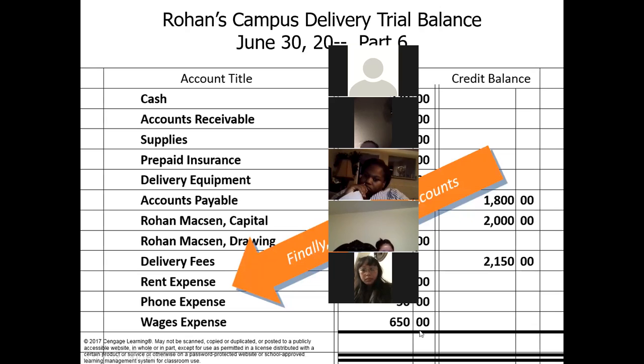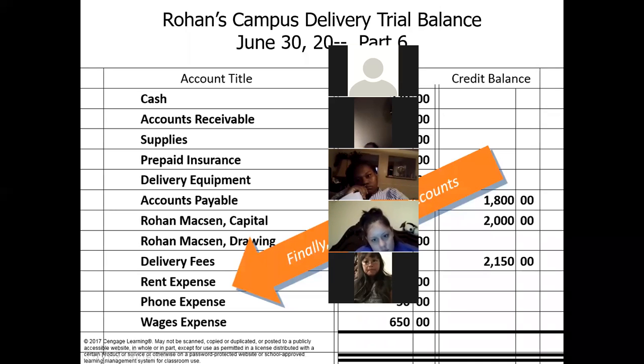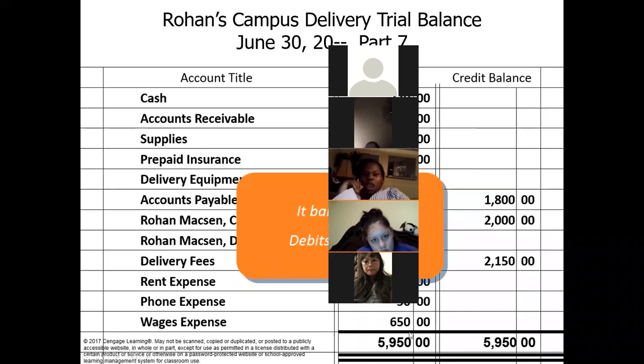If they're not, I made a mistake somewhere. That's why we call it a trial balance. It's a trial because we're trying to find out, is everything equal? It's balanced because both these numbers, the debits and the credits, should equal each other when I add them up. So let's see what happens here. They balance in this case. The left side, all my debits, 5,950. All my credits, 5,950.